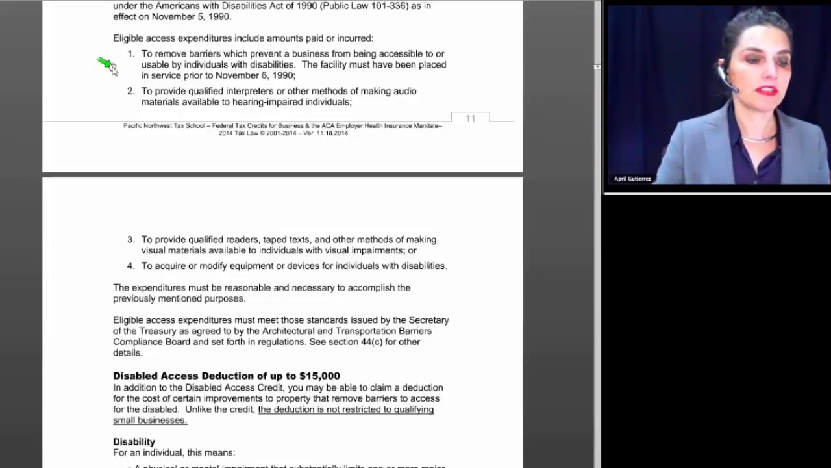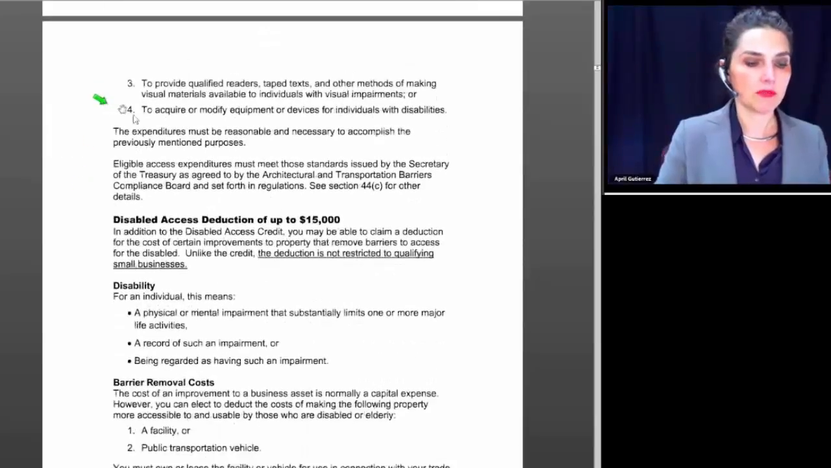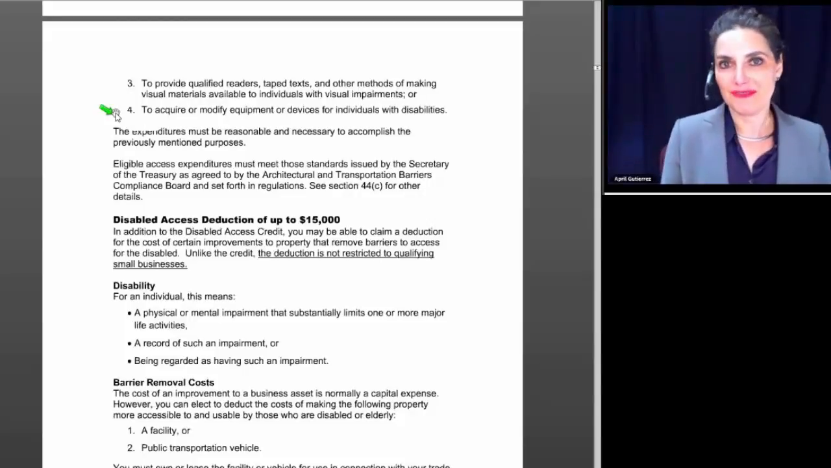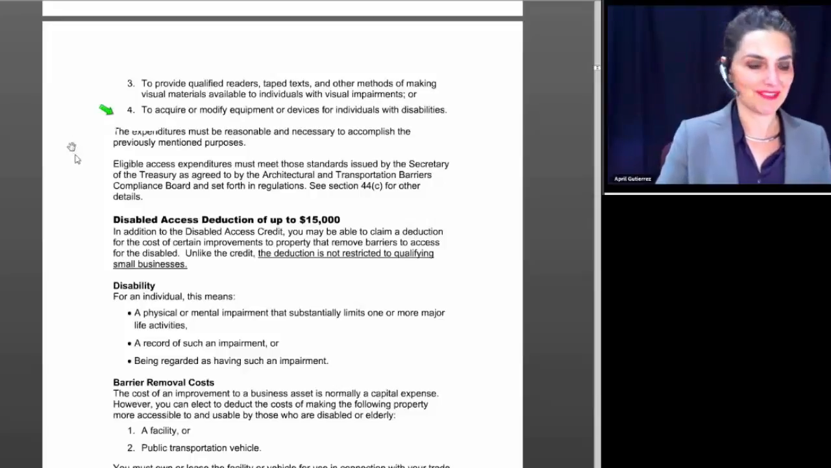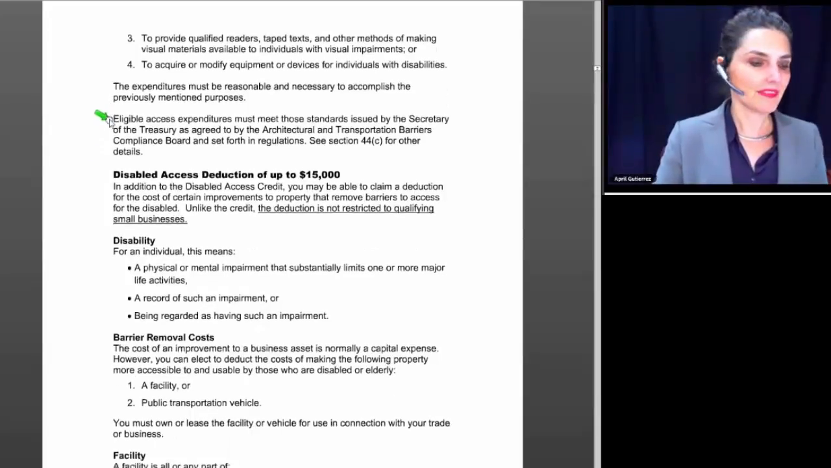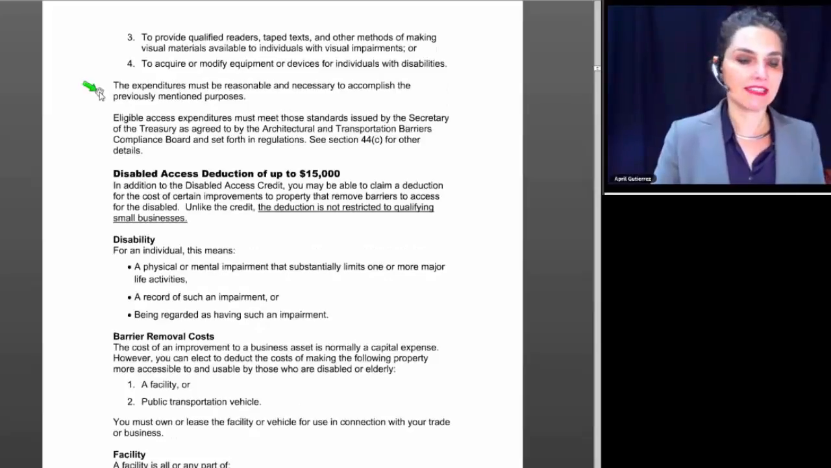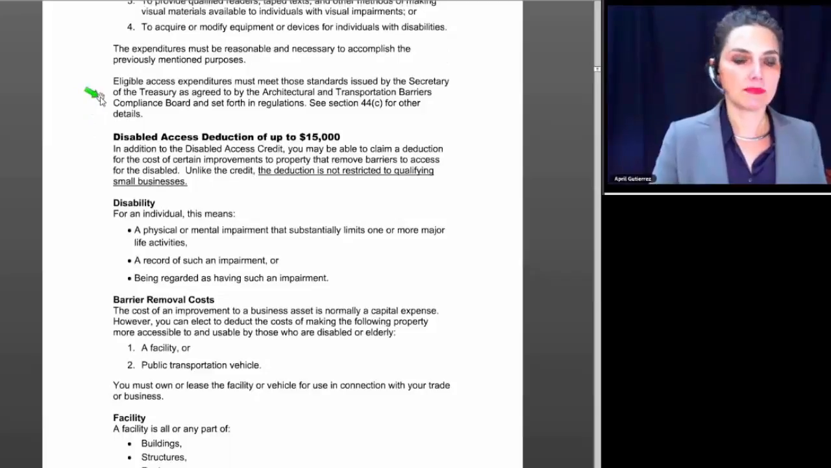In the case of the building, it must have been placed in service prior to November 6, 1990. These others do not have that requirement. So for example, if you were making modifications to a vehicle to service individuals with disabilities, that vehicle could be a modern purchased vehicle, and it doesn't need to be one that's 20 plus years old. The expenditures must be reasonable and necessary to accomplish the previously mentioned purposes, and eligible access expenditures must meet the standards that are issued by the Secretary of the Treasury as agreed to by the Architectural and Transportation Compliance Board and set forth in the regulations.